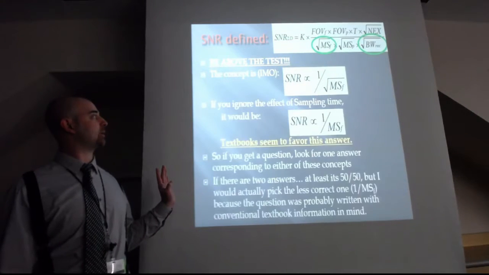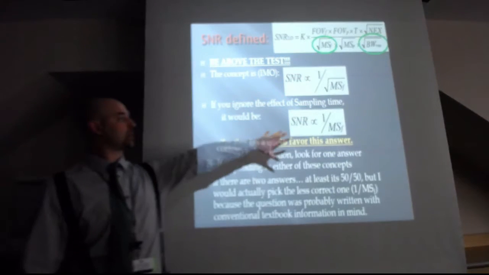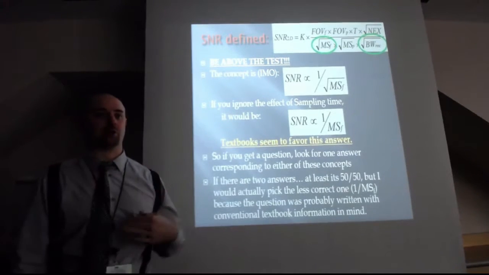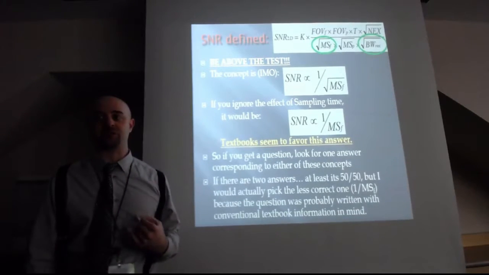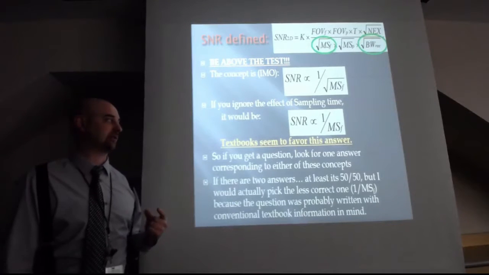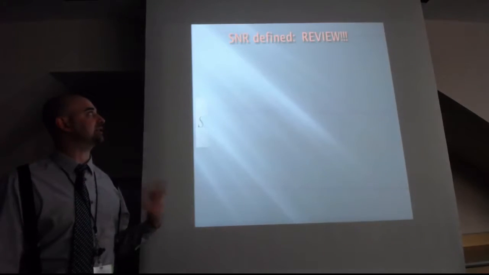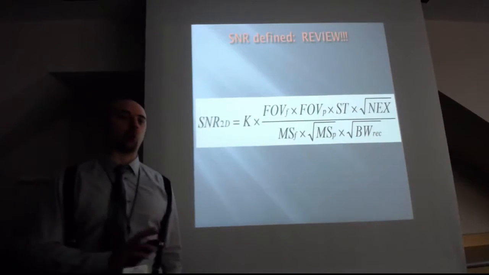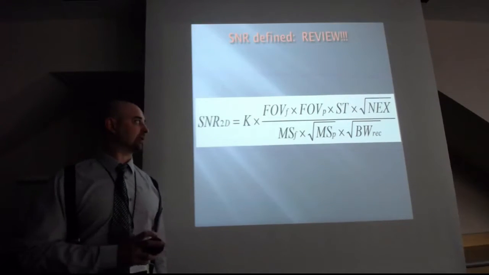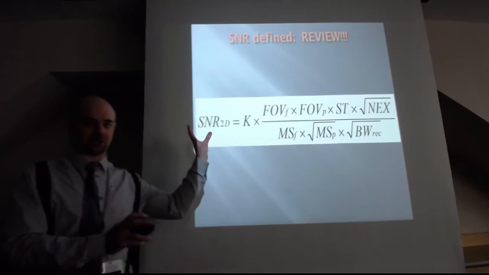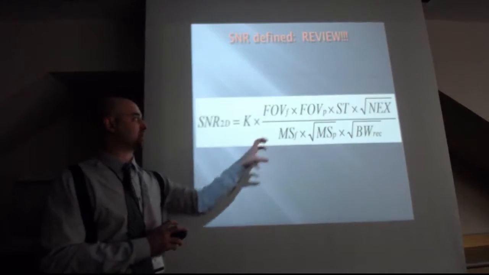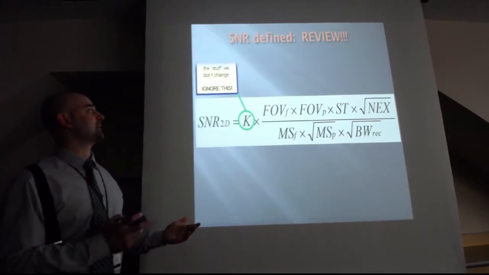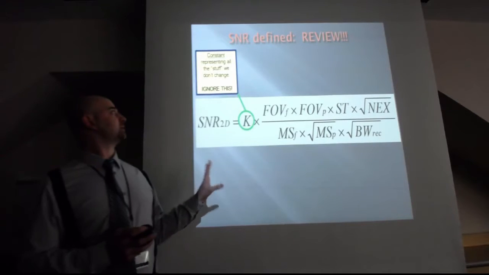Okay, so bottom line, textbooks favor this answer, that the signal-to-noise ratio is indirectly related to the matrix size in the frequency direction, just as a function of dividing up the pixel further and decreasing your signal-to-noise ratio. So let's do an overall broad bird's-eye view review of this equation, which I want you to know and be familiar with. This will literally arm you to answer any question they could possibly ask about changing signal.